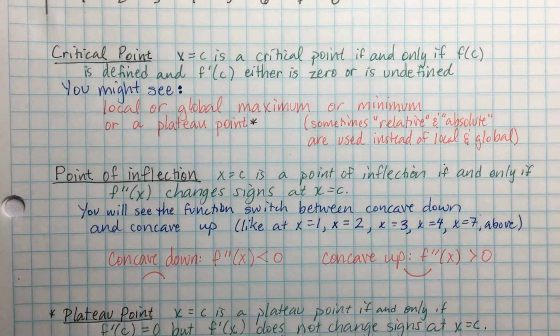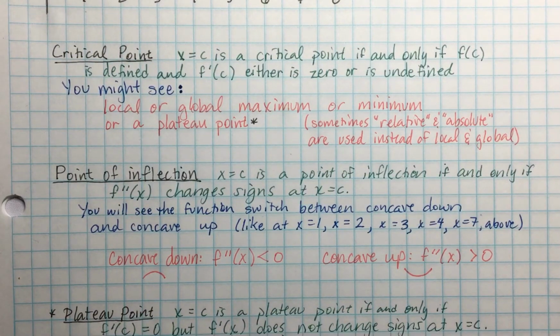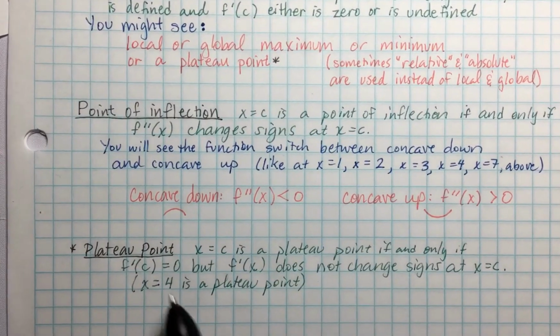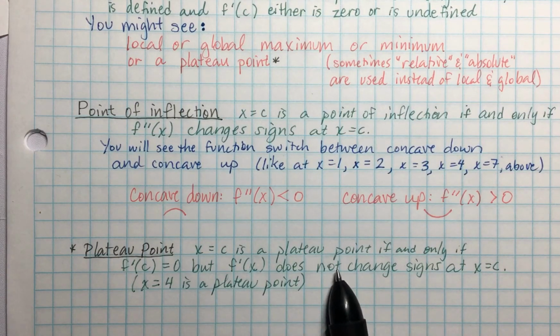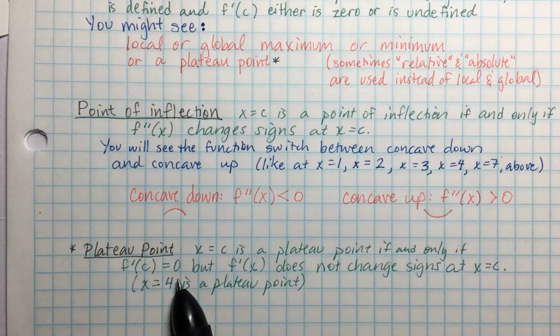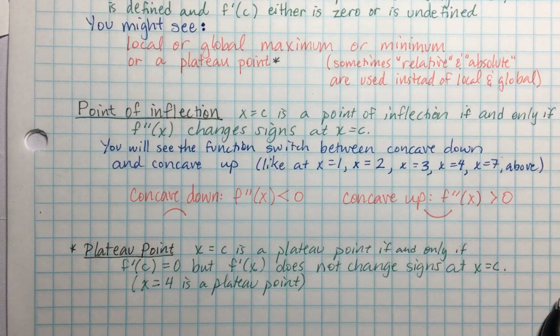And then finally, our last bit of vocabulary, and then we'll go back to the graph and inspect it all, is a plateau point. x equals c is a plateau point if and only if f prime of c equals 0, so it's flat ground if you're walking along it, but f prime of c doesn't change signs at x equals c.